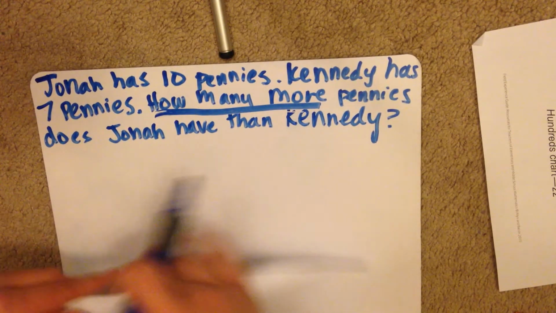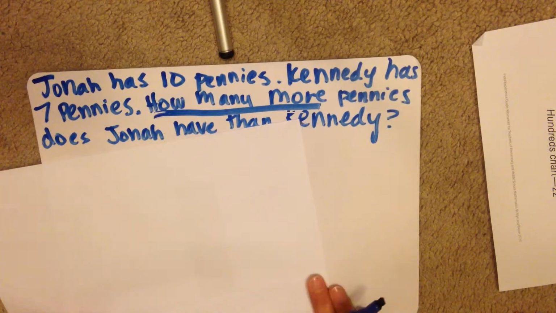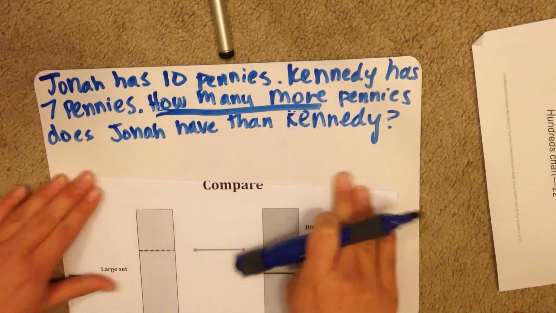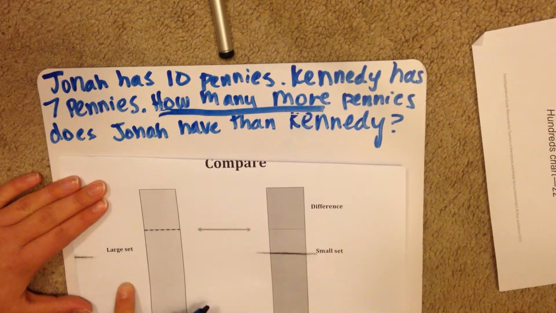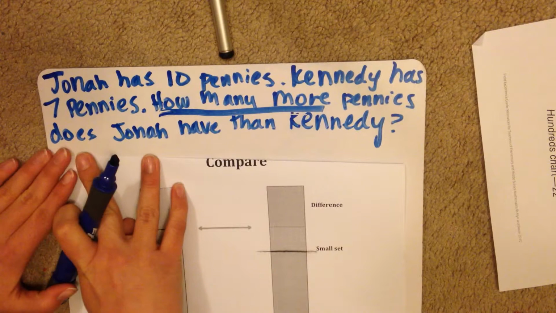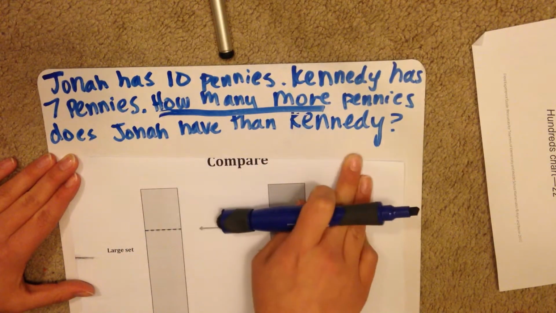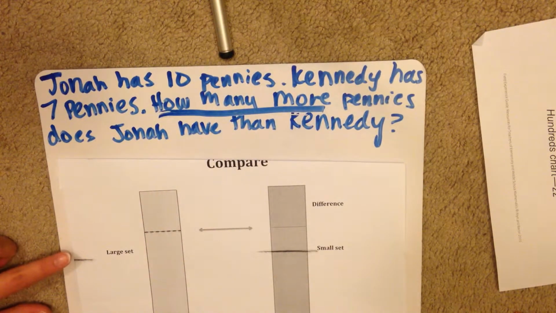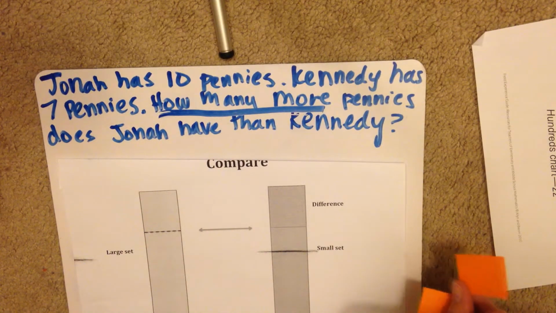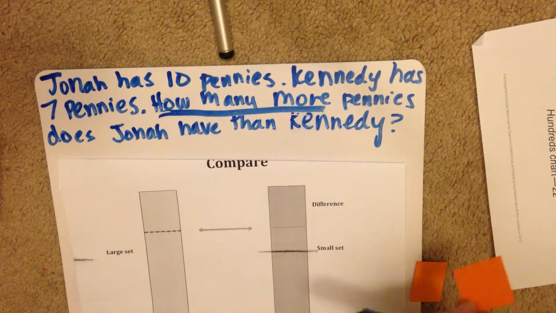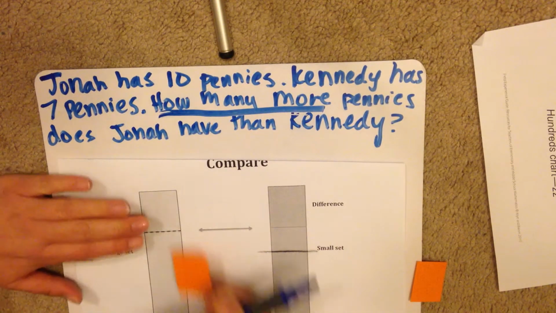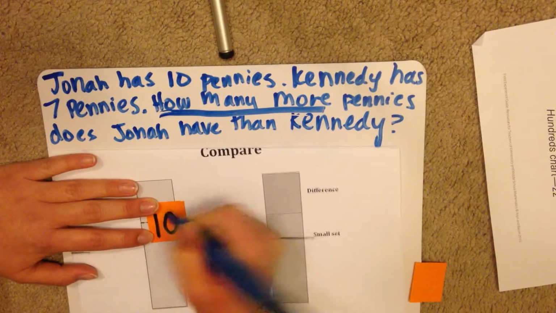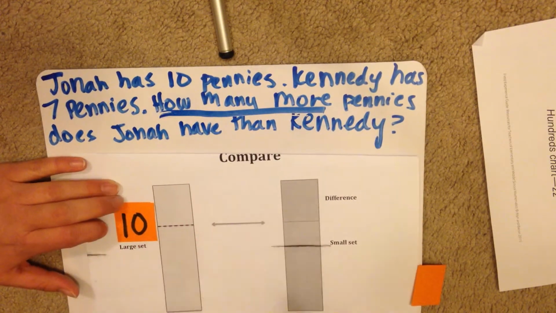And in our diagram, this shows us that we have this set and this set. We have our larger set on this side and our smaller set on this side. So, now let's start by finding which one, Noah or Kennedy, has the larger set. Since Noah has 10 and Kennedy has 7, we are looking at Noah's 10 pennies because this is the larger set. So I'm going to go ahead and label this set as 10.